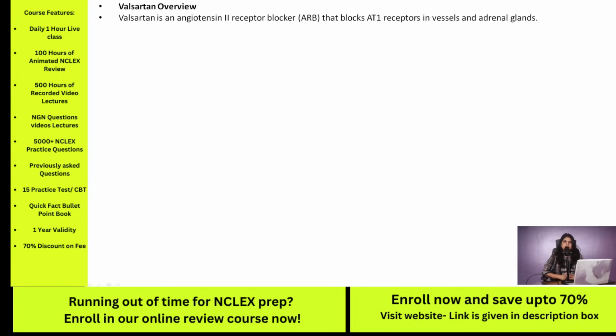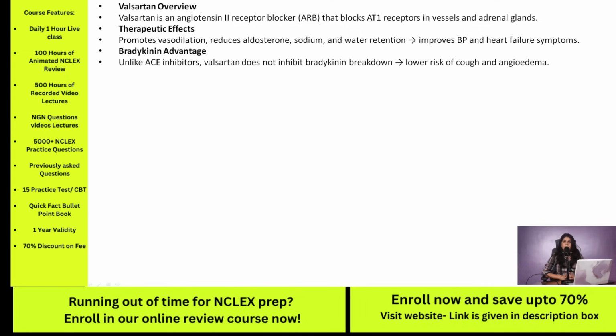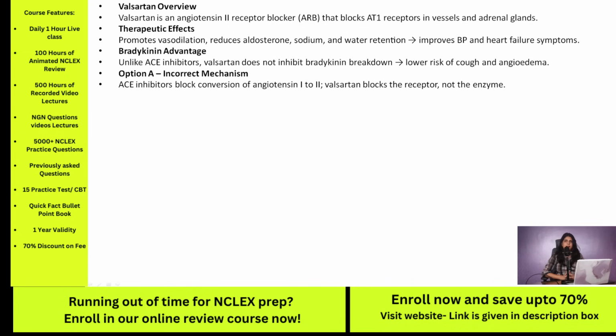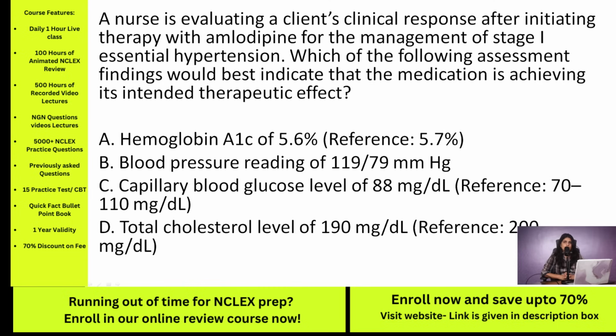Valsartan is classified as an angiotensin receptor blocker, or ARB, and it works by blocking angiotensin 2 from binding to its type 1 receptors located in vascular smooth muscle and the adrenal glands. This action promotes vasodilation, reduces aldosterone-mediated sodium and water retention, and lowers blood pressure, making it effective for both hypertension and heart failure. The other responses describe mechanisms of different drug classes. Option A describes the action of angiotensin-converting enzyme inhibitors. Option C reflects the mechanism of clonidine, a centrally acting alpha-2 agonist. And option D is the pharmacologic profile of beta blockers. Let's continue. Question 42 is up next, as we expand our knowledge on cardiovascular pharmacology.